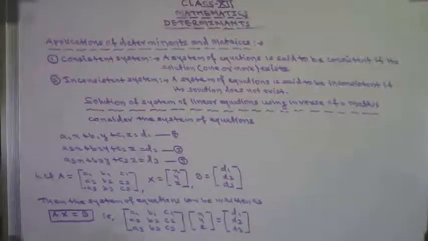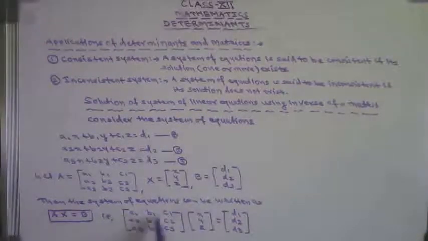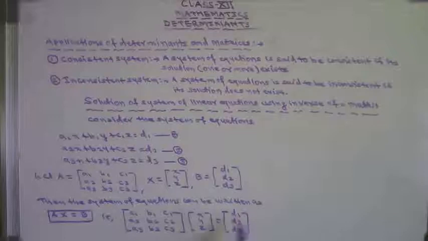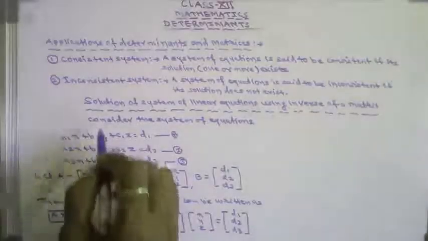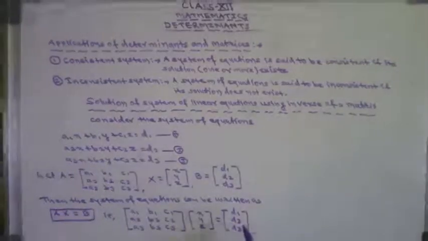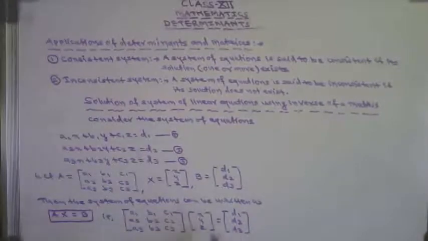Now see, if you multiply this first row with this first column, you will get a1x plus b1y plus c1z. Then second will be a2x plus b2y plus c2z, then a3x plus b3y plus c3z, and that will be equal to d1, d2, d3. It means a1x plus b1y plus c1z equals d1, a2x plus b2y plus c2z equals d2. So in this way, these three linear equations can be formed by writing in this matrix form.